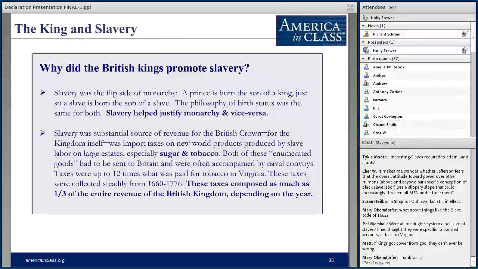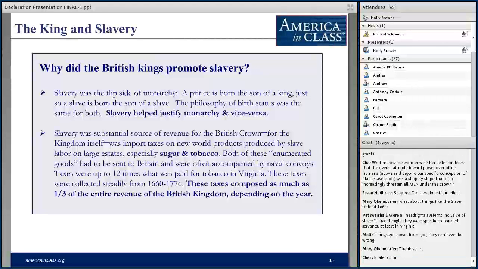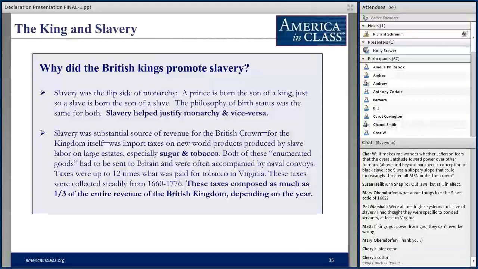Both of these enumerated goods had to be sent to Britain. That's what the Navigation Acts were about. They were often accompanied by naval convoys to make sure they got there. And taxes were up to 12 times what was paid for tobacco in Virginia. Not 12%, 12 times. These taxes were collected steadily from 1660 to 1776. They composed as much as a third of the entire revenue of the British Kingdom, depending on the year.